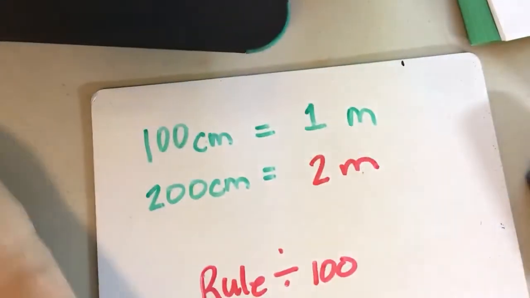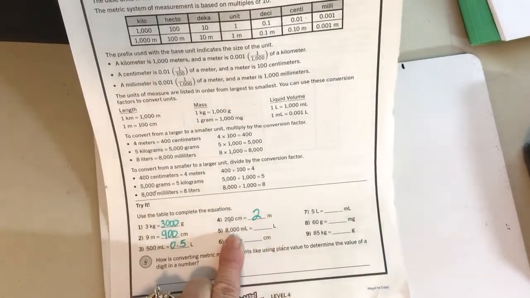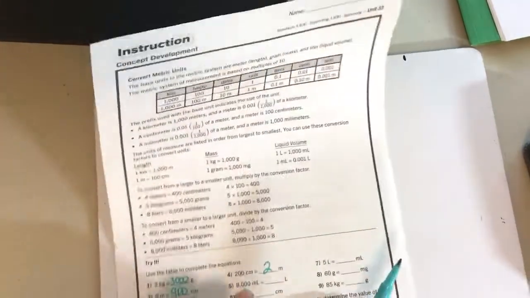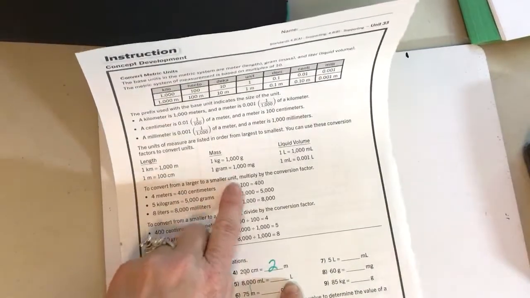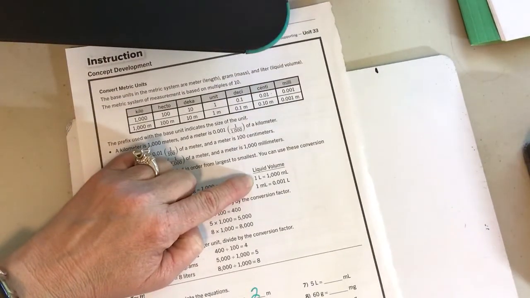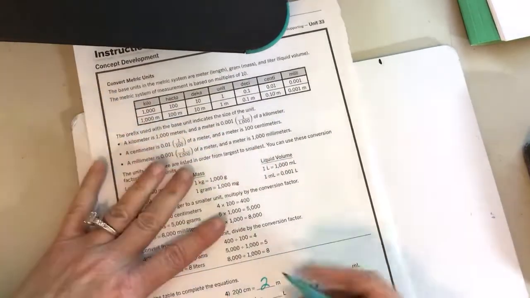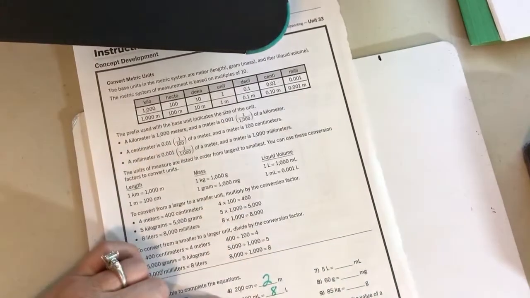All right, welcome back. Here we go. 8,000 milliliters, okay? 8,000 milliliters is how many liters? Well, right up here, I can see that 1 liter is 1,000. So if 1 liter is 1,000, it must be 8 liters to make 8,000.